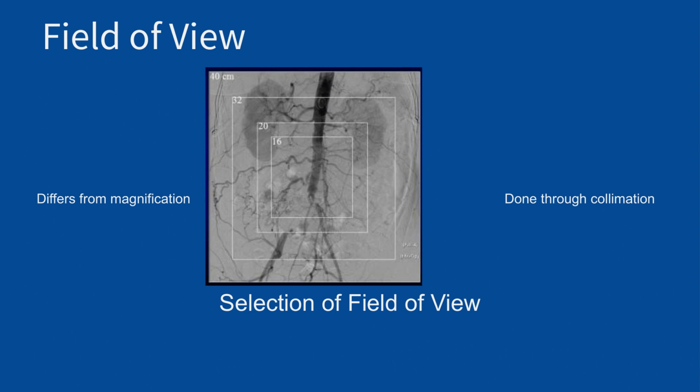When taking a look at the image, we have a concept called the field of view, FOV. This is actually different from magnification, which a lot of people confuse. You can have a field of view that is as large as your detector, and then you can decrease your field of view by decreasing collimation. It essentially is just the area of the body that you're looking at. And again, you are limited to the maximum size of your detector or your film.